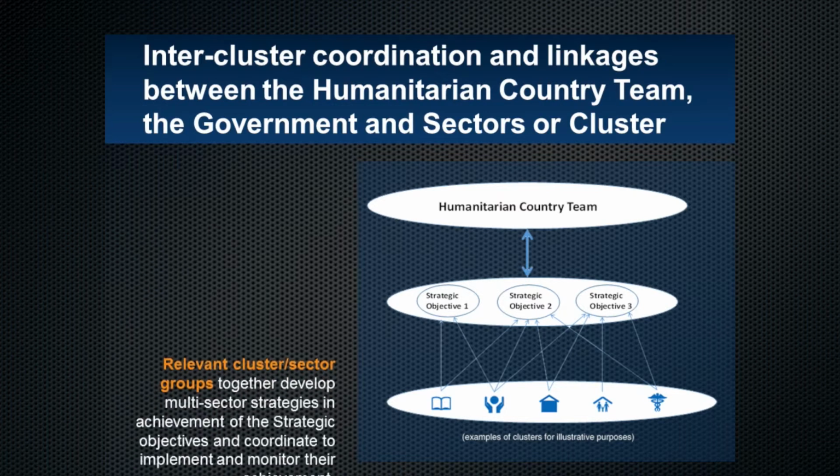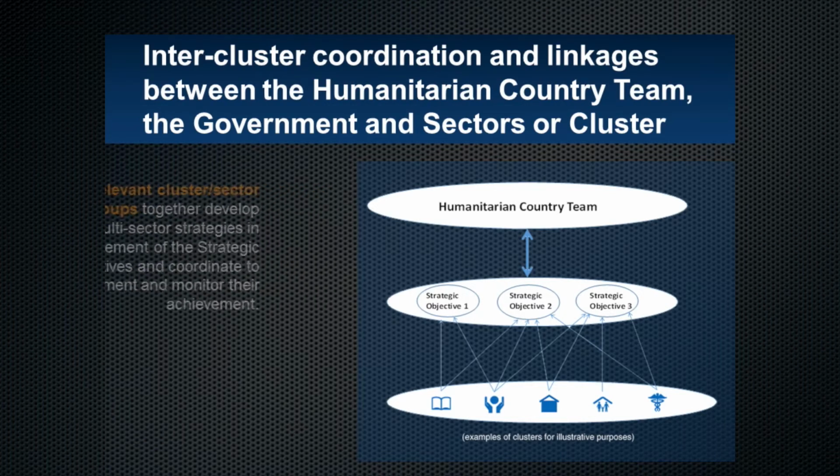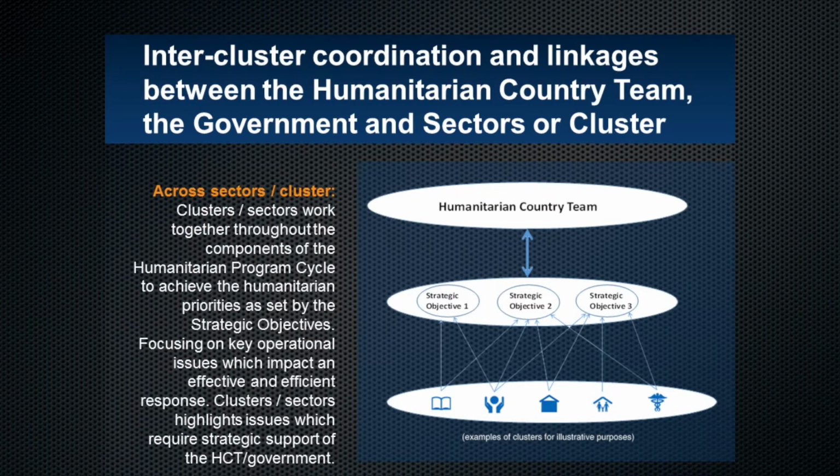Relevant cluster or sector groups together develop multi-sectoral strategies in achievement of the strategic objectives and coordinate to implement and monitor their achievement. Across sectors, clusters and sectors work together throughout the components of the humanitarian program cycle to achieve the humanitarian priorities as set by the strategic objectives, focusing on key operational issues which impact an effective and efficient response. Clusters or sectors highlight issues which require strategic support of the HCT or government.